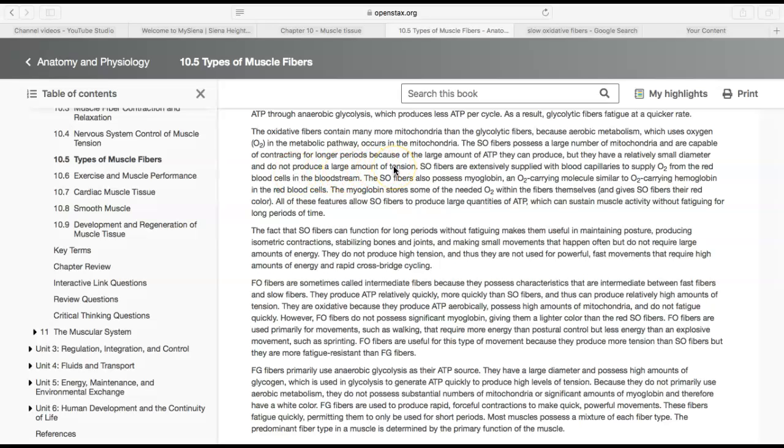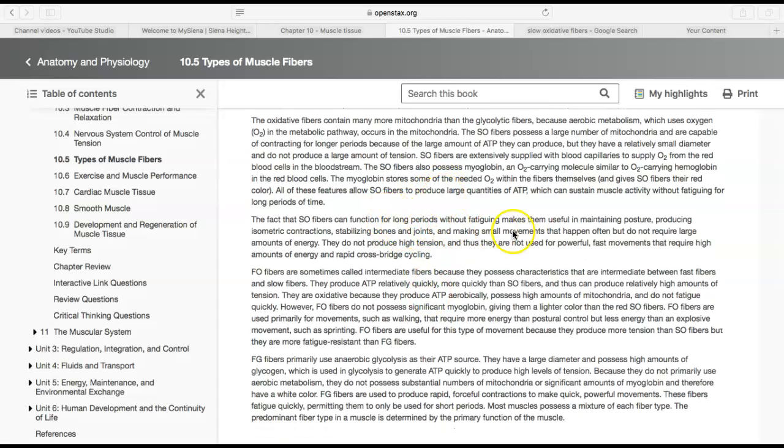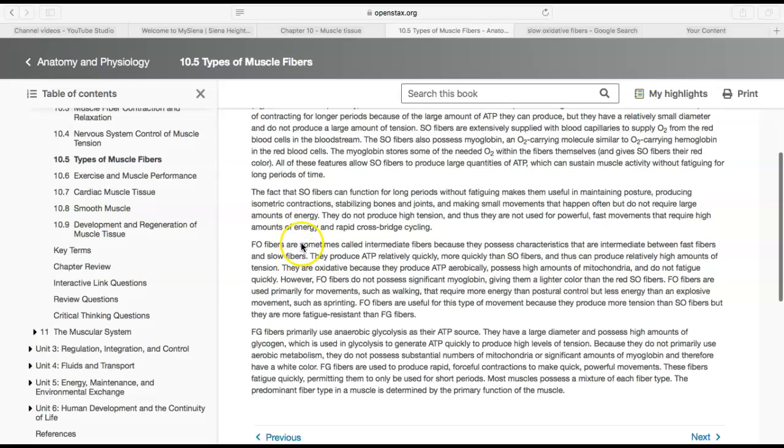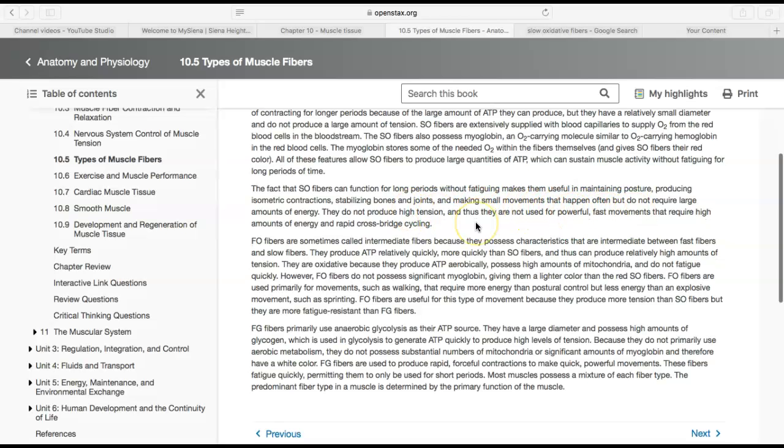So what that means is they're going to do things that aren't explosive movements like what the other fibers will do. They will do things like maintaining posture, producing those isometric contractions where you're producing some tension but you're not moving weight, stabilizing your bones and joints, or making small movements that happen often but don't require large amounts of energy. They don't produce high tension, and they're not used, like I said, for those powerful fast movements that we're about to talk about.